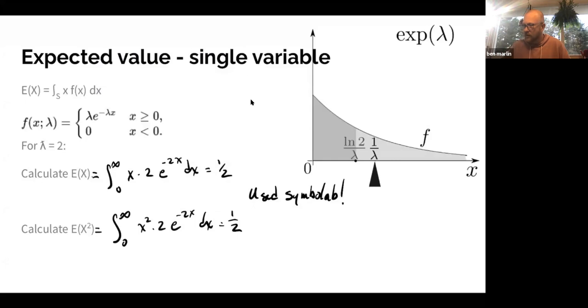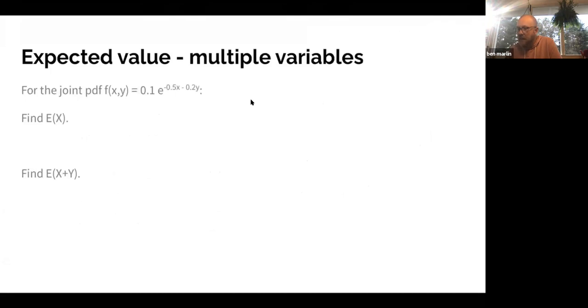Yay, it worked. Okay. All right. So we use Symbolab for that there. All right. So then we're going to do an expected value for multiple variables. And it's really going to be just the same thing.